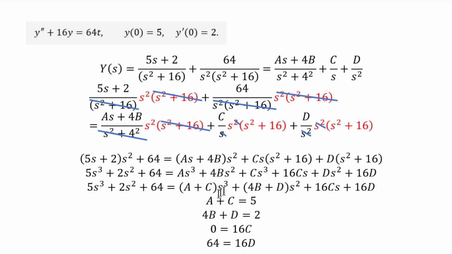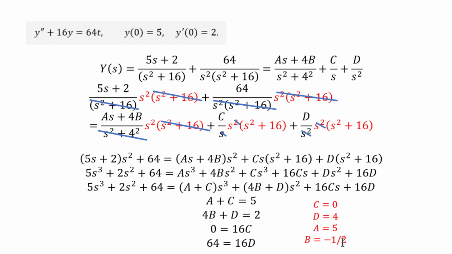So you have the system of equations, which is not that hard to solve because immediately you see that c must be 0 from here, right? And then if you divide by 16, you get d equals 4. Plugging in c equal to 0 here gives you a equals 5, and plugging in d equals 4, subtracting 2 minus 4 is negative 2, and divide by 4, you get b equals negative 1/2.